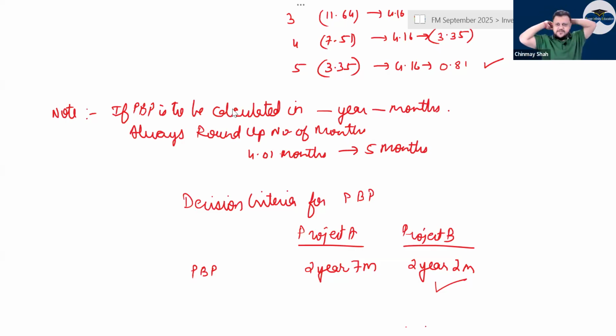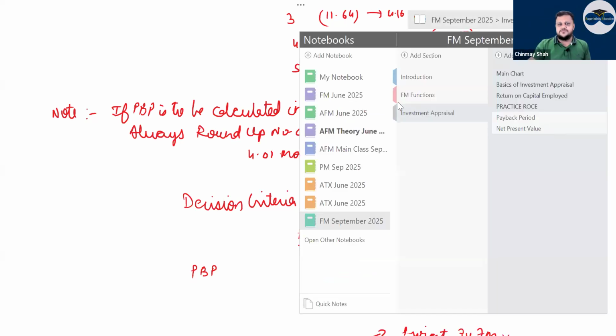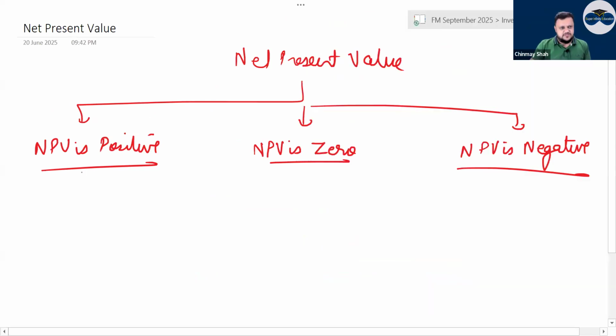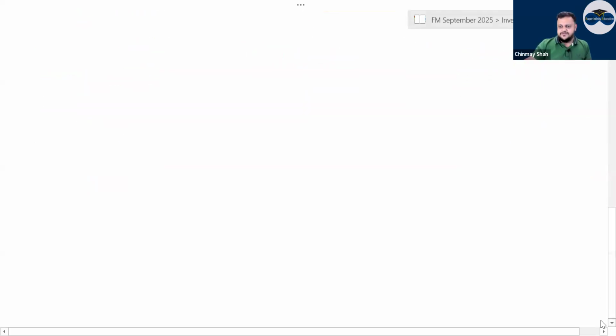So we are done with ROC and payback period, correct? Now we will go into NPV. Before going into NPV, I think you have made a table for NPV. One full page I told you to leave, correct? That is okay, you have left one page. Before we enter NPV, leave that one page and start writing below it. I'll also leave some space here.